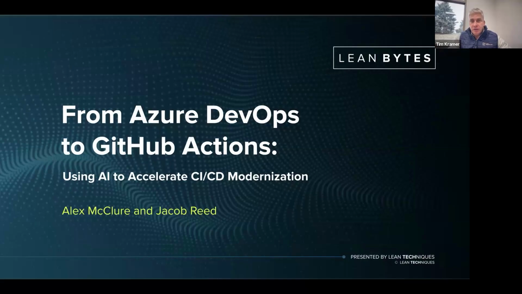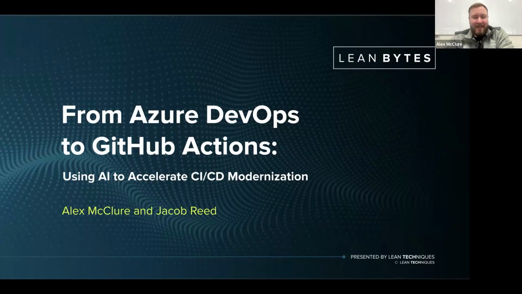So without further ado, let me introduce my fellow LT friends and coworkers, Alex McClure and Jacob Reed. Both Alex and Jacob have been with LT from almost the very beginning and are some of our staff engineers that step into organizations sight unseen and really help to transform wherever they're at. They are going to be going over part one of a two-part series: moving from Azure DevOps to GitHub Actions using AI to accelerate your CI/CD modernization. From there, take it away, fellas.